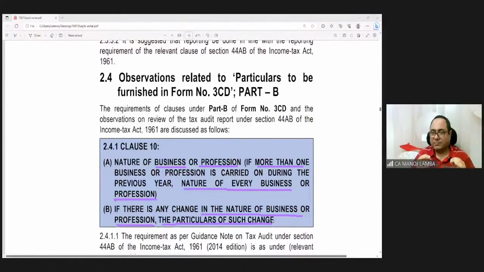This clause 10 requires reporting about nature of business or profession, but it is mentioned by the CAs in Form number 3CB in a very, very lazy manner. Generally, the most common trend is trading others, service others, manufacturing others. Getting my point? Or retail business or wholesale business, very common classifications.